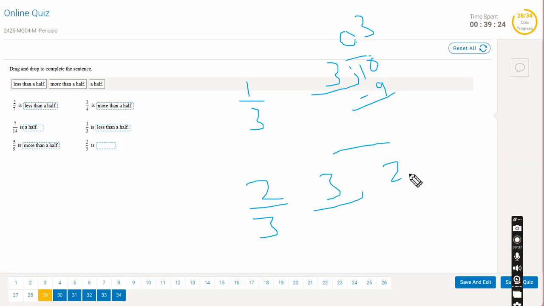Then 2 over 3, 3, and then 2 on the side. What is it going to be? 0.0, add a 0 here. And then what is the biggest number? 3 times? It will be 6. So 0.6, that means it's more than a half, right?